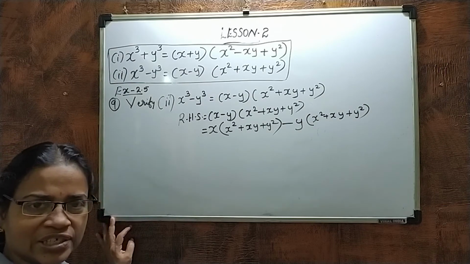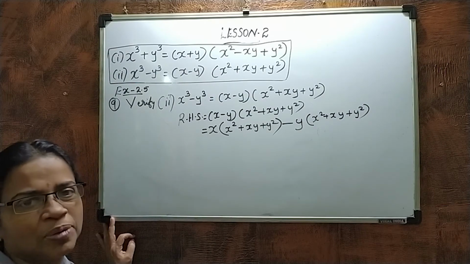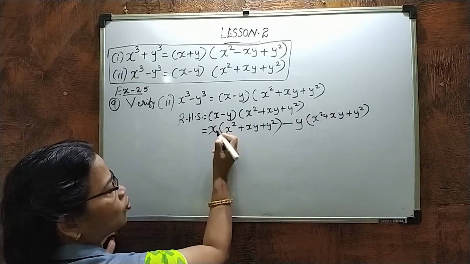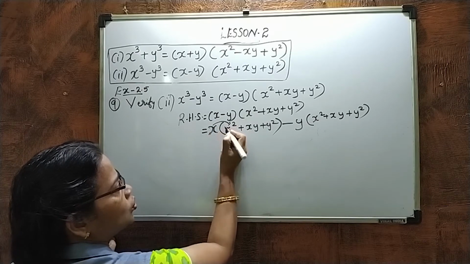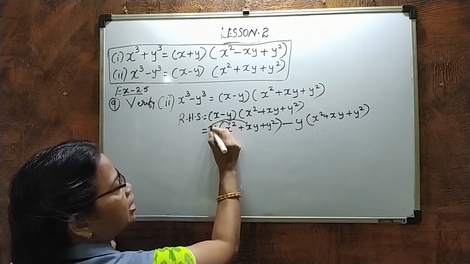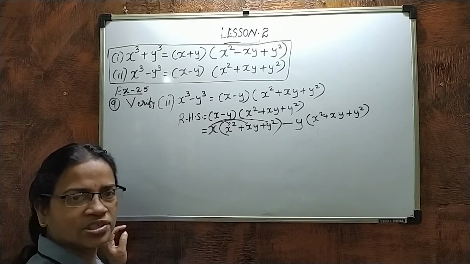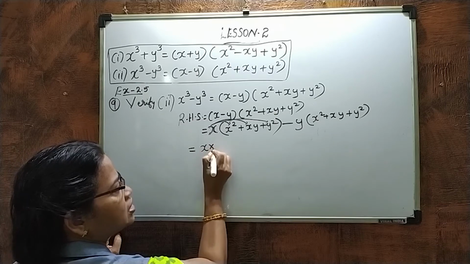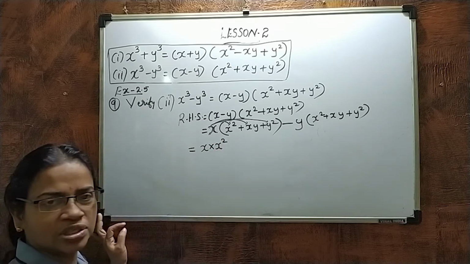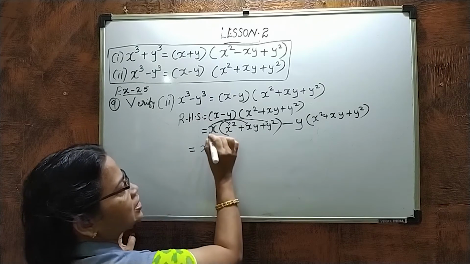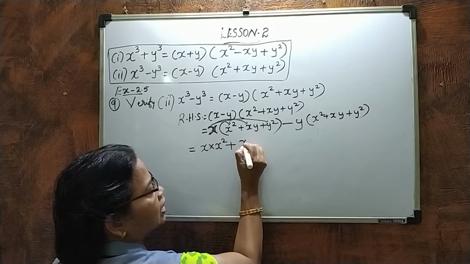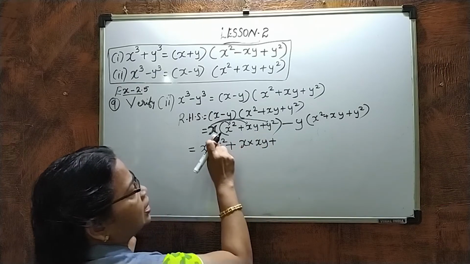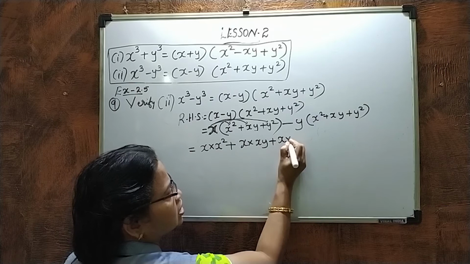You remember what is the next step? We are going to remove the bracket. How we will remove the bracket? Outside one x is there, with this x we are going to multiply each term inside the bracket. Equals x into x square, first term into x, plus next x into second term xy, plus now x into third term, x into y square.